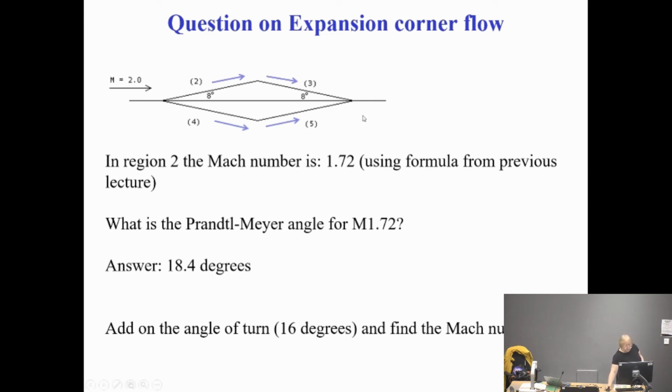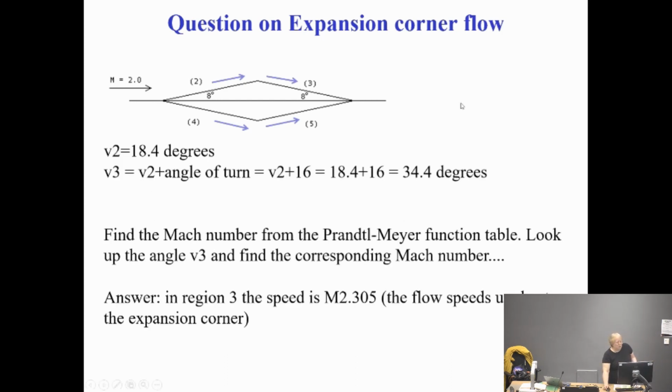Excellent. Right, well done. So if 18.4 corresponds to the Mach 2, and we now want to go round 16 degrees, we have to add 16 on. So what do we get? 18.4 and 16, 34.4. Okay. So if you use this and you find 34.4 degrees, what's the Mach number? Okay, roughly. So what you should find is about 2.3, 2.31.